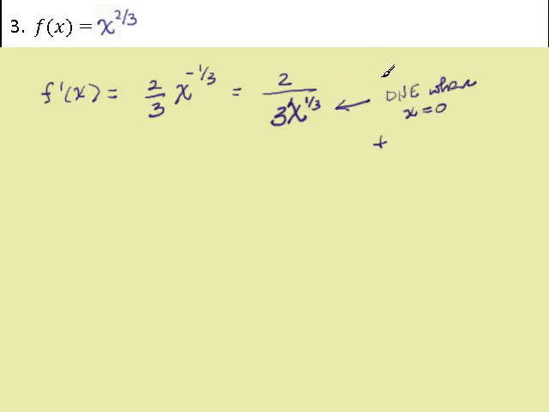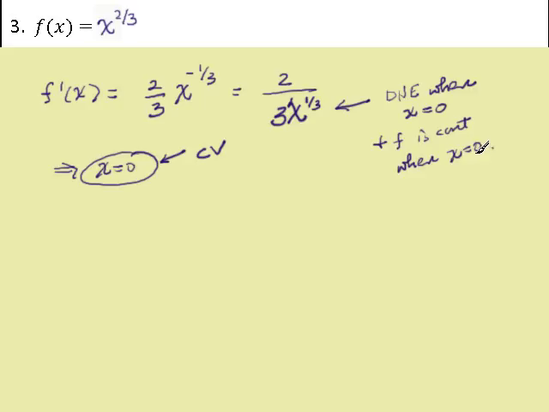And f of x is continuous when x equals 0. All right, so that combination implies that x equals 0 is a critical value. Okay, a critical value can be either where the derivative does not exist or where the derivative is equal to 0. Okay, the derivative does not exist, but f exists. All right, so this one's a critical value.